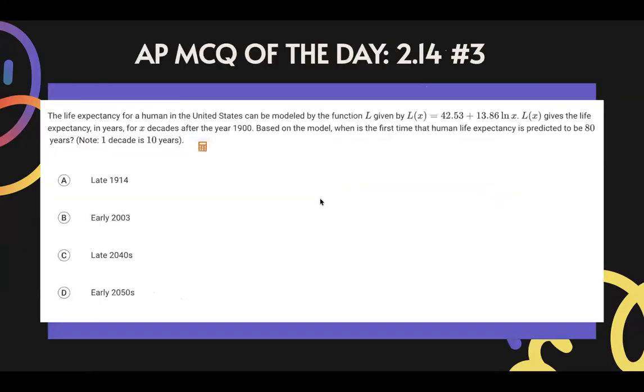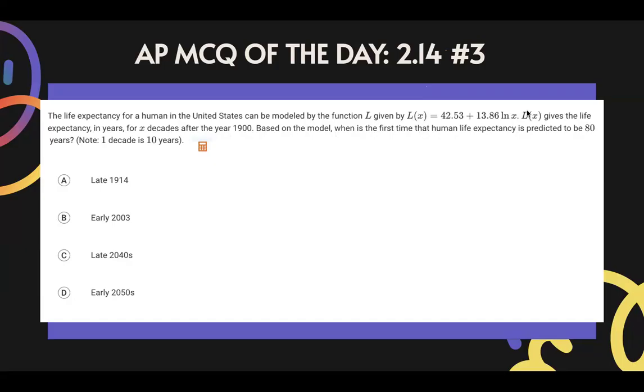For FRQ number 3, obviously, this is a calculator question, but you can still think about how to set this up. We're given the life expectancy, which is modeled by the function L, and we know it's a logarithmic function because of the ln. We know L of x gives the life expectancy in years for x decades after the year 1900. So what we want to do is plug in 80 for L of x, because based on the model, we want to know when is the first time, aka the input, that the human life expectancy is expected to be 80 years. So at this point, you have 80 equals all of this, and you have a couple options for how to solve.